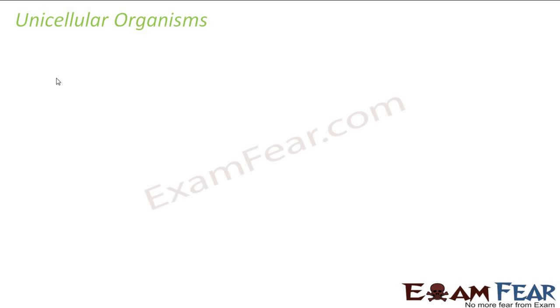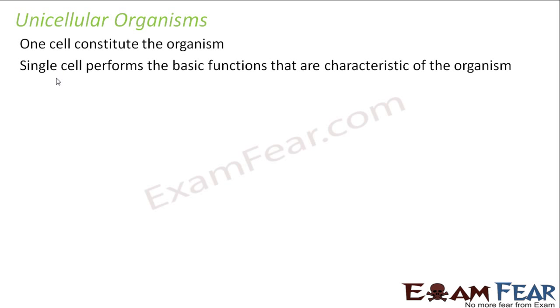So let us try to understand unicellular organisms and multicellular organisms with the help of a few examples. So what are unicellular organisms? One cell constitutes the organism. That means in the entire body of the organism, there is just one cell. That one cell alone constitutes the structure of the organism. The one cell alone constitutes the net function of the organism. So everything is dependent on just one cell, right? In this case, a single cell performs the basic functions that are characteristic of the organism.